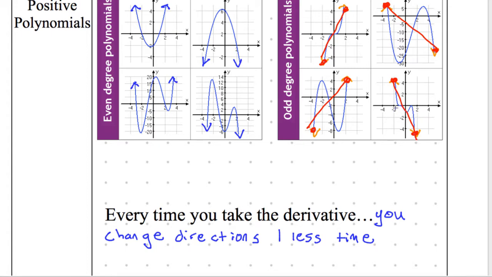And that makes sense because if it's degree 5, that means you're x to the power of 5. When I take the derivative of this, it turns into 5x to the power of 4. Now it's to the power of 4. Now I've lost one curve. I'm going to this graph.